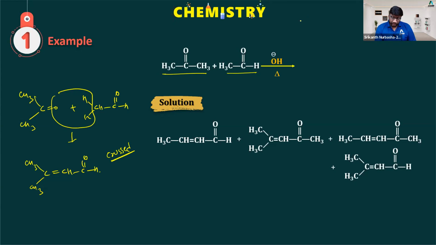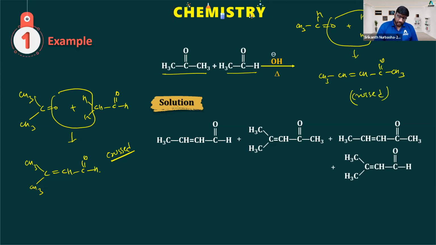And you can also have CH3 C=O H plus CH3 C=O CH3. Oxygen and two hydrogens are lost, leading to the formation of CH3 CH=CH C=O CH3, which is again crossed. The remaining two are self-aldol: self-aldol of acetaldehyde and of acetone, and the two crossed aldols will lead to a mixture of four products.